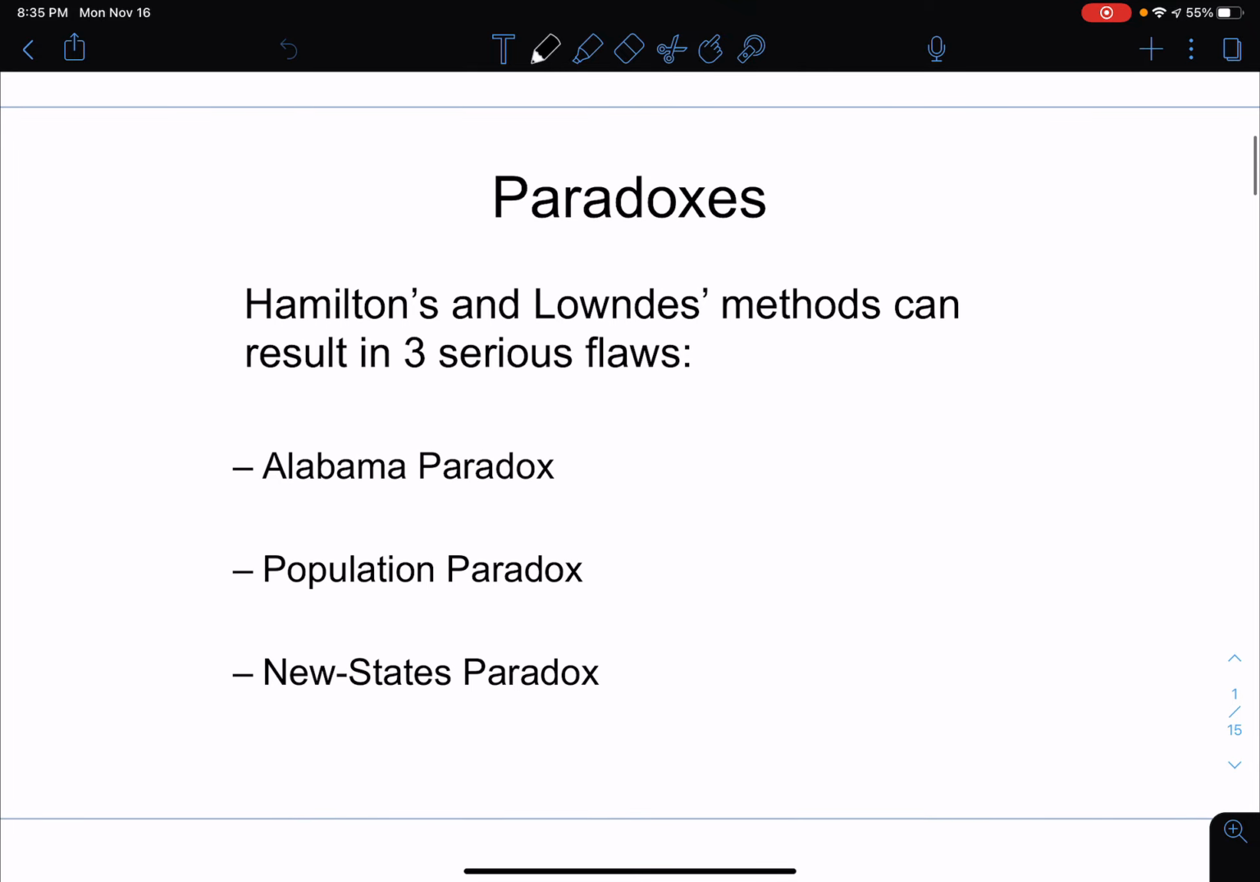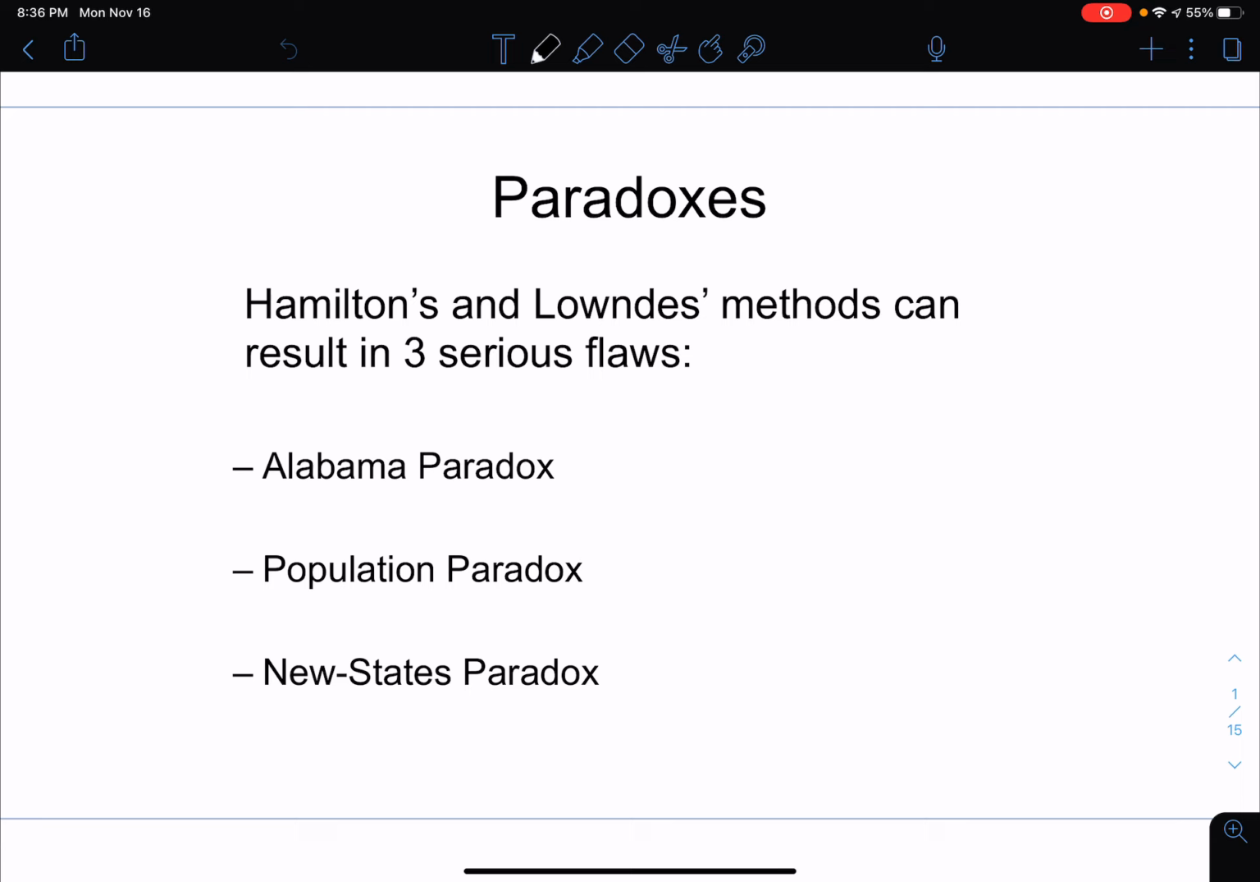So earlier on in our apportionment journey, we learned about Hamilton's and Lowndes' methods. Although those two methods do follow the quota rule, where they end up assigning either the standard upper quota or standard lower quota to the groups, they can result in 3 serious flaws. Whereas our divisor methods will not result in these 3 flaws, but they don't necessarily follow the quota rule. So there's always some kind of catch. And it's not saying that these methods will always result in these flaws, but the flaws can pop up.